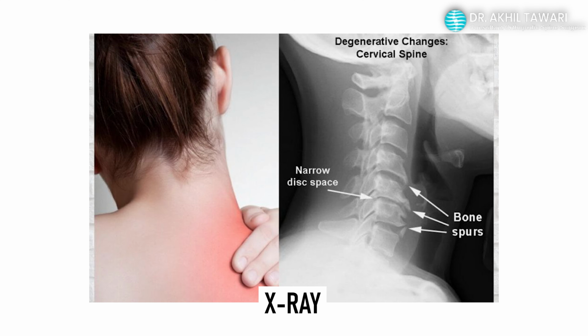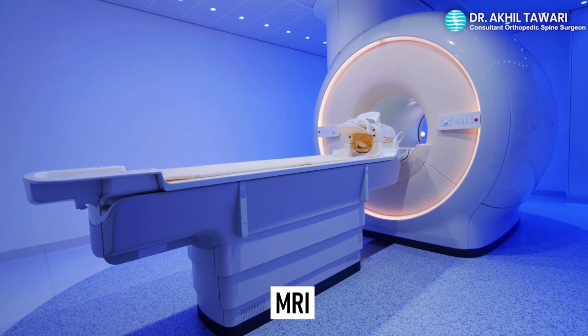The first choice investigation always is an X-ray. It helps us to know the alignment of the spine and also tells us about overall bony changes and if there are any degenerative or age-related changes that the patient has. Then, if required, we also like to go for an MRI scan. The MRI tells us about the soft tissue structures as well as the gravity of the problem and if there is any spinal cord or nerve root compression.